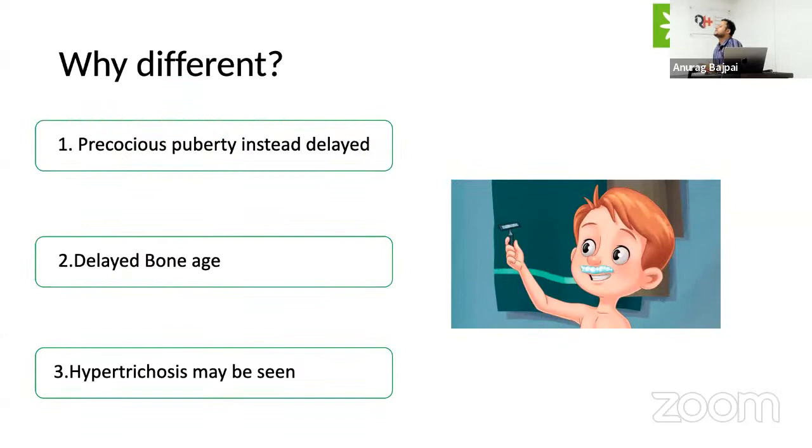Now, why is this case different from other cases? Because usually we see that in hypothyroidism, the puberty is usually delayed. But in our case, the puberty is precocious due to the FSH receptor action of the TSH. In precocious puberty, the bone age is usually advanced, but in this case, the bone age is usually delayed. And in precocious puberty, we also know that there is sparse hair presentation, but there are many case reports which have seen there is hypertrichosis that is associated with this case.